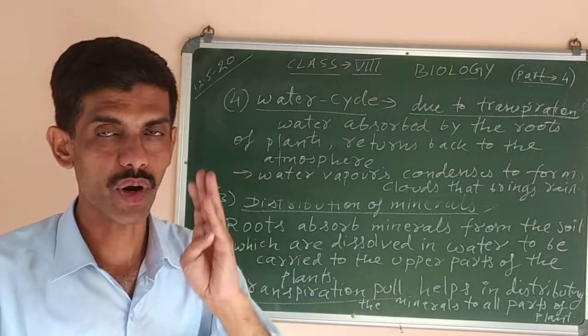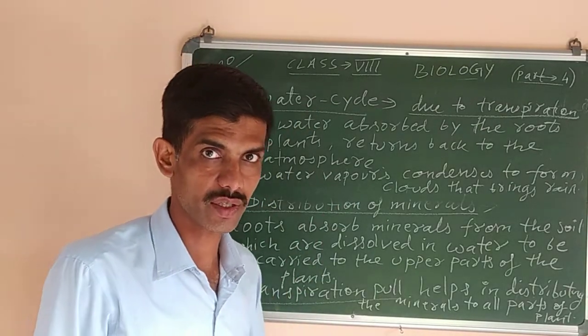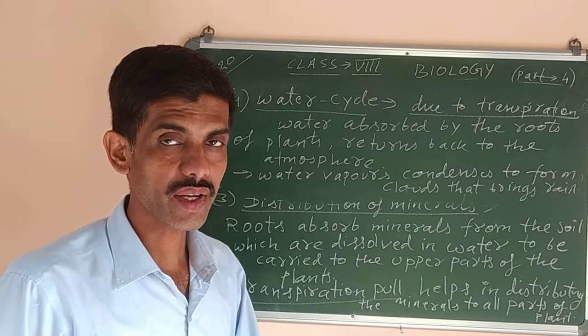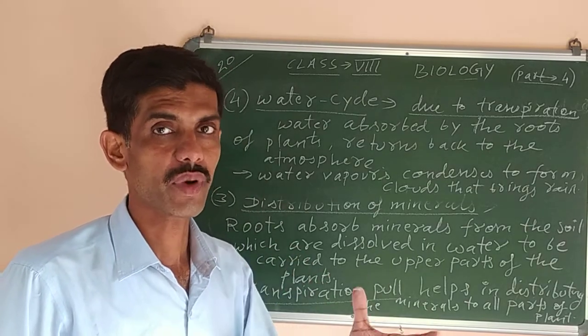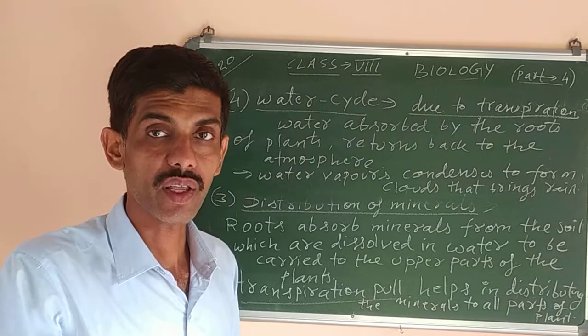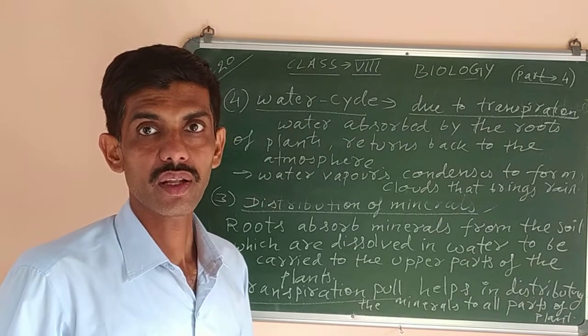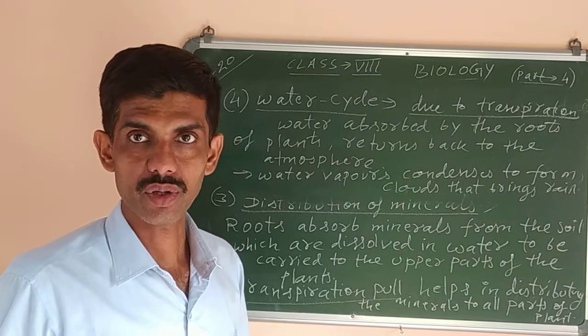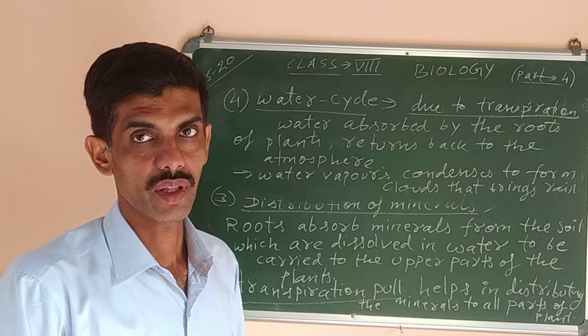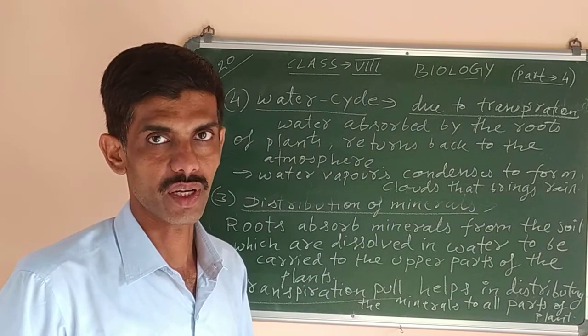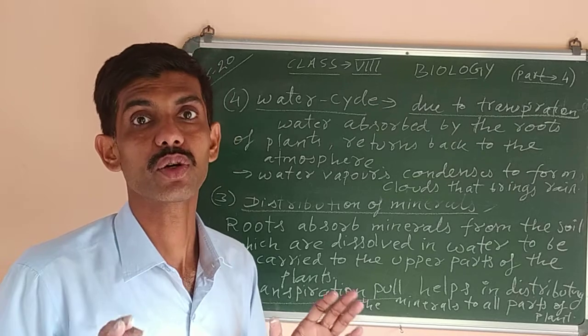So what are the four importance or significance of transpiration? Let's recall. Number 1 was cooling effect. The plants lose water by transpiration, and when the water is lost, along with that, the heat of the plant is also removed. The plant loses its body temperature and it keeps the surroundings also cool.